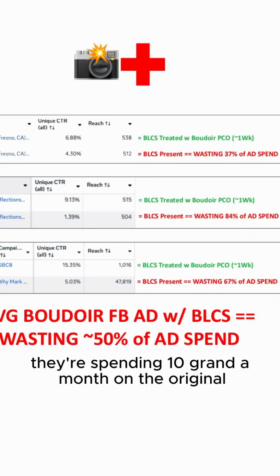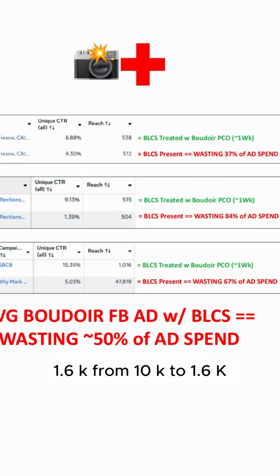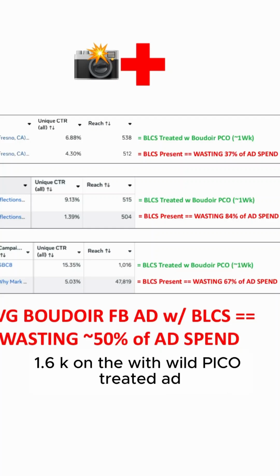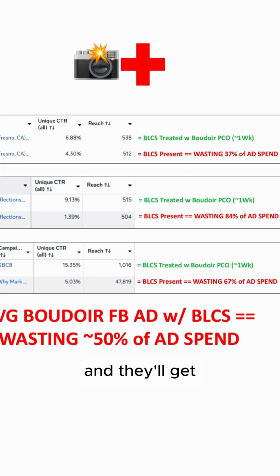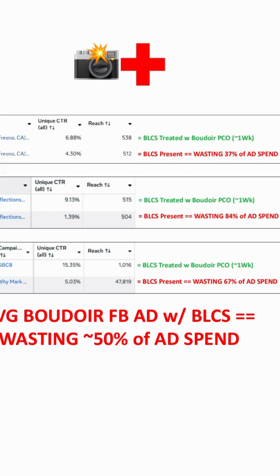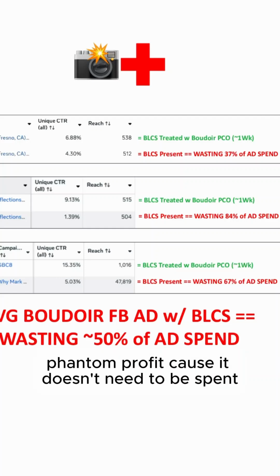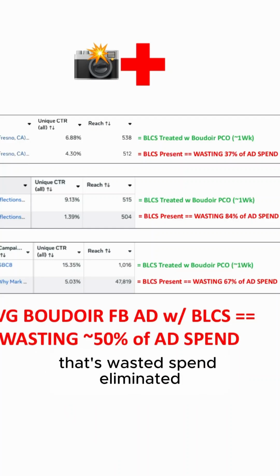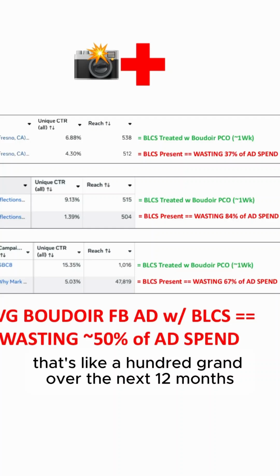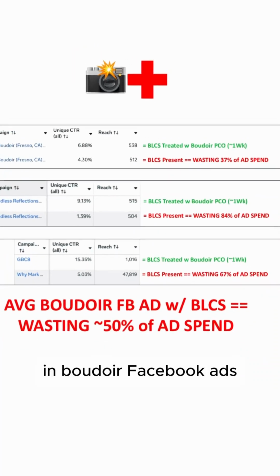So if they're spending 10 grand a month on the original, they now only have to spend 1.6K, from 10K to 1.6K, on the Boudoir Pico treated ad, and they'll get that into the same number of women's brains in both scenarios. So 8,400 not needing to be spent has been pocketed back in the phantom profit because it doesn't need to be spent. That's wasted spend eliminated. That's like 100 grand over the next 12 months for the boudoir photographer that's spending 10K a month in boudoir Facebook ads.